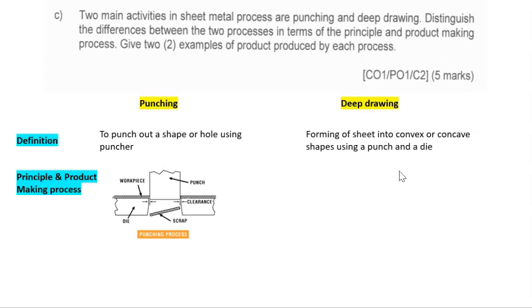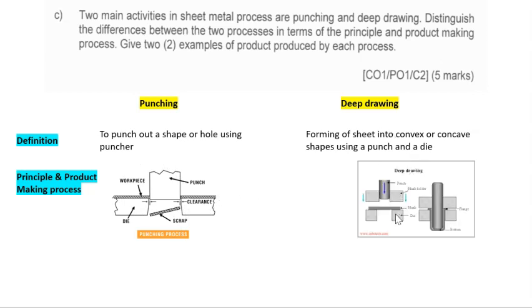Then you also draw for deep drawing. For deep drawing you must also have labels. So you must have the punch and the blank holder, and you make sure it goes according to the punch shape, right? So you have to complete all the labels. I think this is 1 mark, 1 mark, 1 mark, and 1 mark.